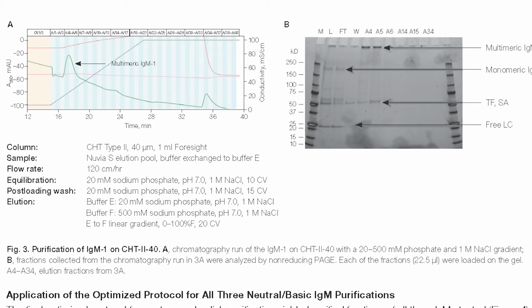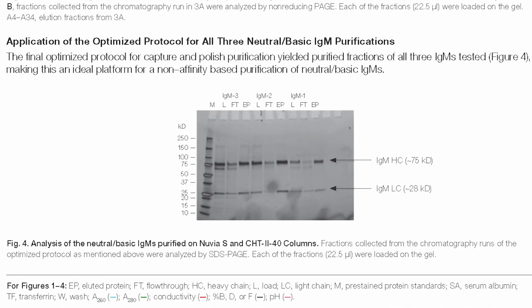We did this for 3 different types of IgM molecules, and figure 4 here shows the reduced SDS page of these molecules, and in that case you can nicely see both the heavy chain band at 75 kilodaltons and also the light chain band of the IgM at 28 kilodaltons without any impurities that are process or product related.